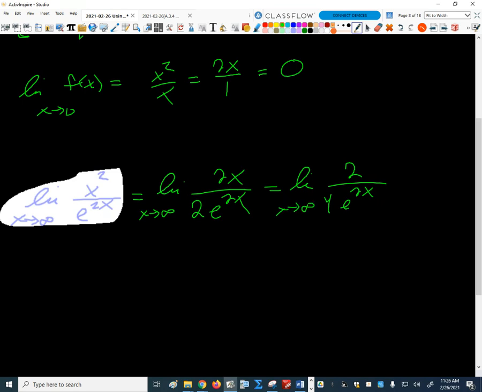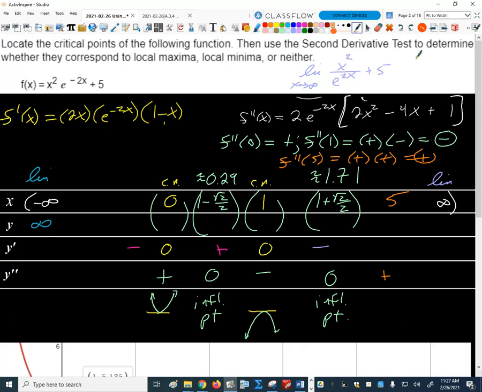That's not indeterminate anymore, is it? Now I'm getting an answer where I have 0 over infinity, which is 0. Everybody good with that? You may not be totally good with that, but we'll come back to it. But that's just a great application of L'Hopital's rule. So that allows us then to get this graph, doesn't it?